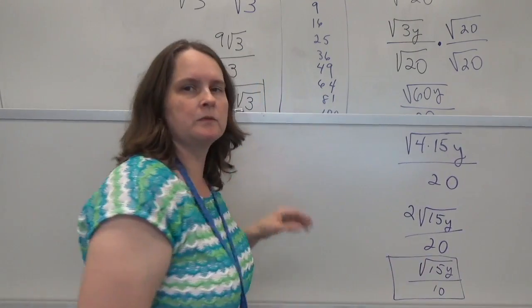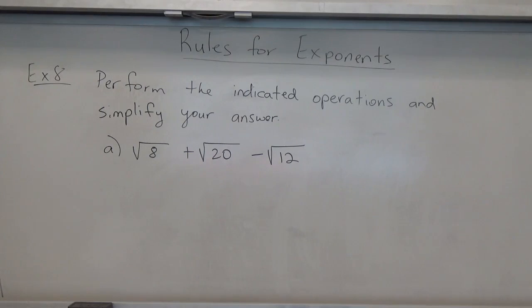And that's our answer. For example 8, we're asked to perform the indicated operations and simplify your answer. So we've got the square root of 8 plus the square root of 20 minus the square root of 12.